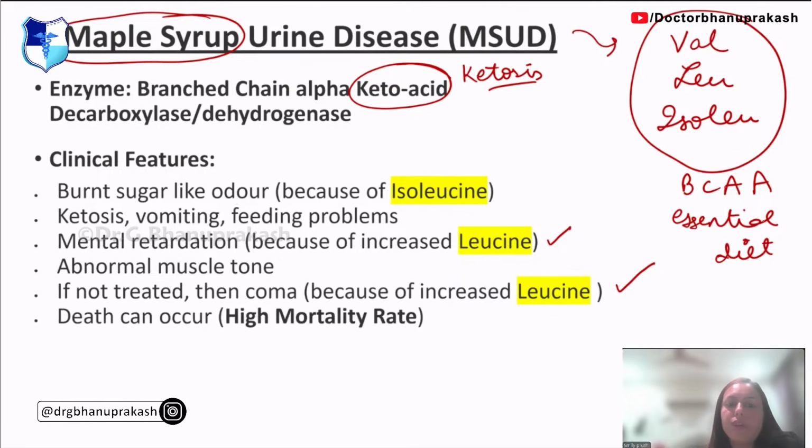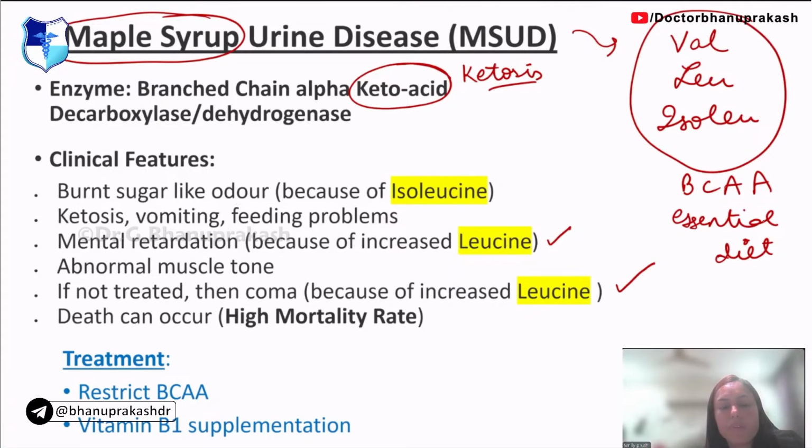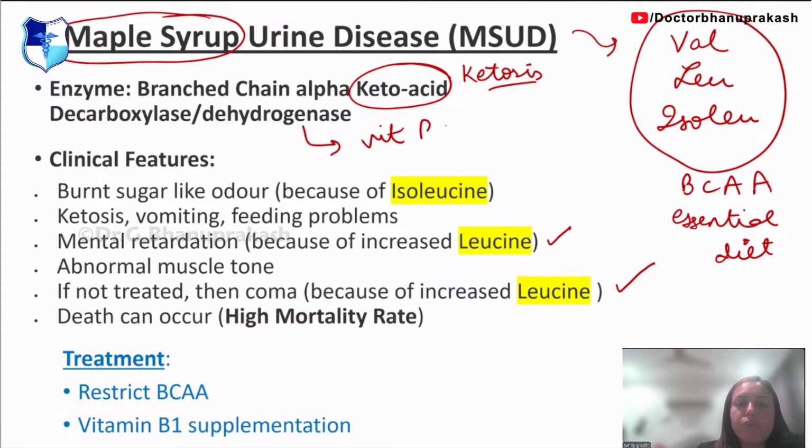So MSUD has high mortality rate. Death can occur. Treatment is restrict branch chain amino acids and vitamin B1 supplementation, because vitamin B1 is required for this enzyme, branch chain keto acid dehydrogenase or decarboxylase.